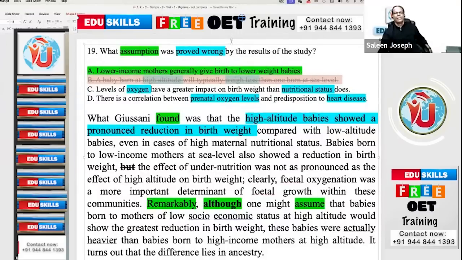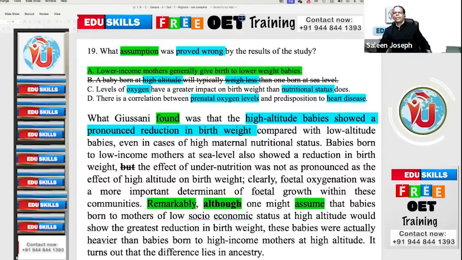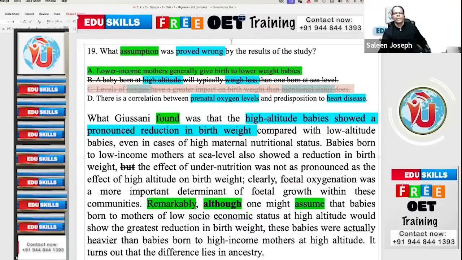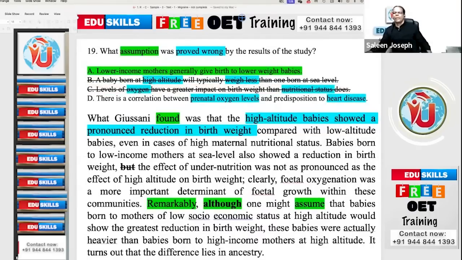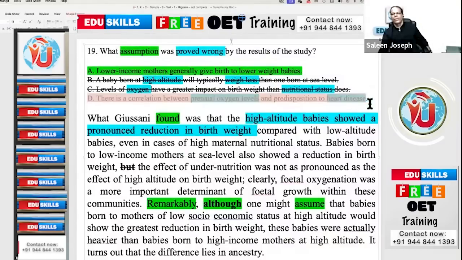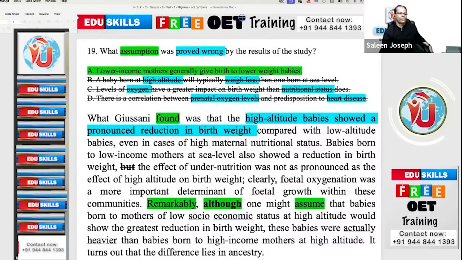Okay. And see, levels of oxygen have a greater impact on birth weight than nutritional status does. They are not comparing levels of oxygen and nutrition. There is a correlation between prenatal oxygen levels and predisposition to heart disease. Do they speak anything about heart disease here? No. Anywhere heart disease is mentioned? No. So maybe it is right as per medical knowledge, but they are asking what is given in this particular paragraph. Okay, that is cool. Type cool if you are okay.